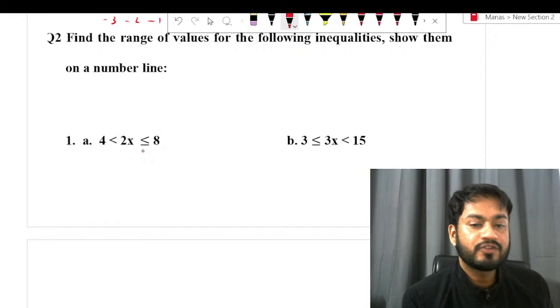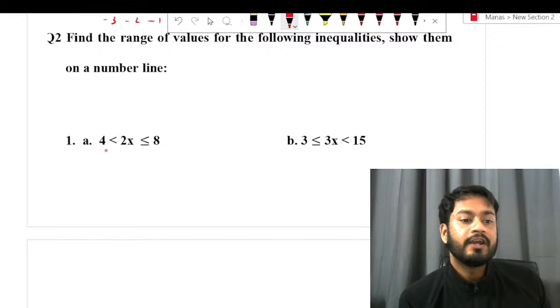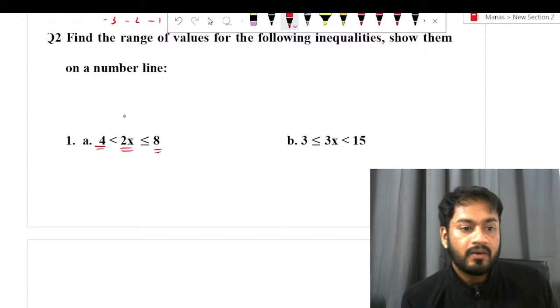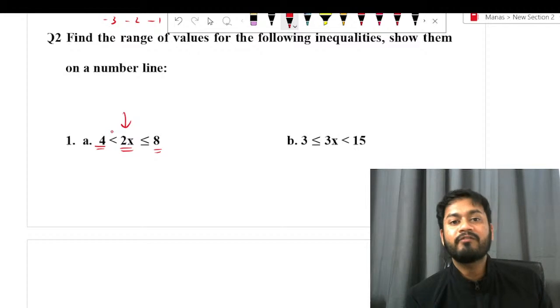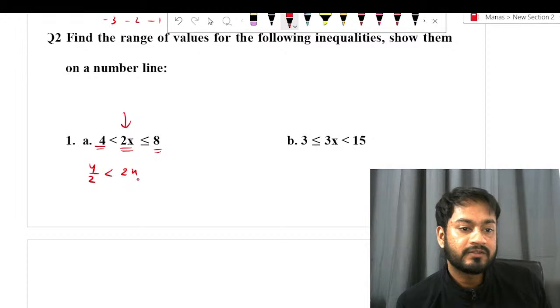For such questions, there is one trick to solve them. If you see this, it is 4 and this is 8, and this is 2x. I want to make x alone, that means we need to make x the subject. So we need to remove this 2. How can we remove this 2? To remove this 2, we need to divide all the 3 terms by 2. So what will happen if we divide it? 4 divided by 2, and then 2x divided by 2, and then 8 divided by 2, right?